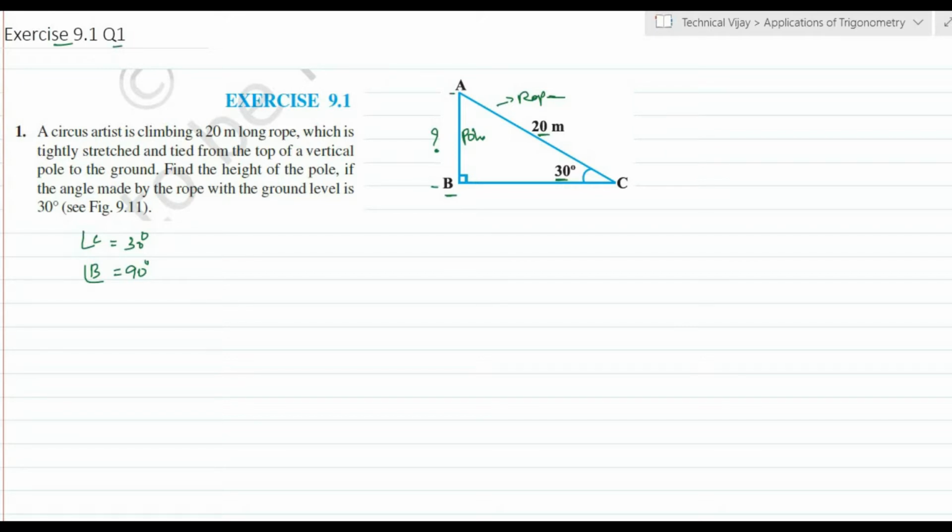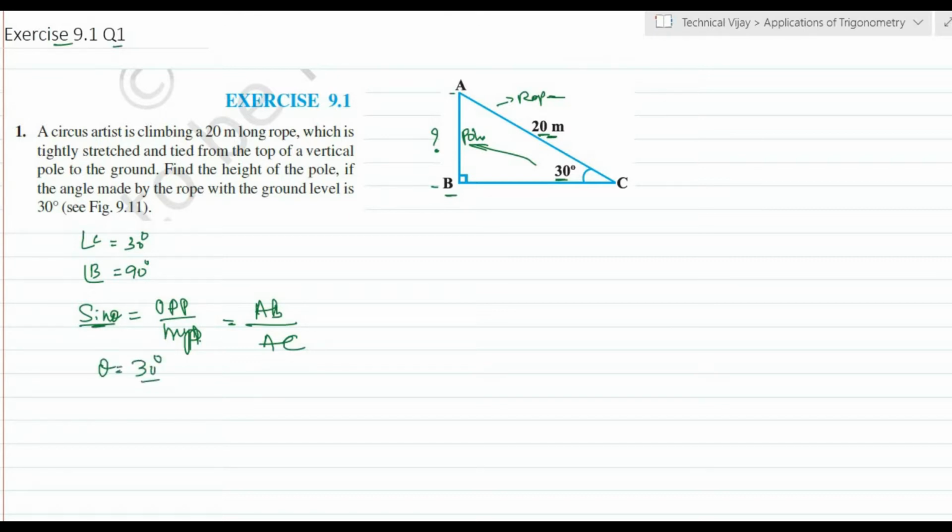Which trigonometric ratio can be used? This side is the opposite side, so opposite side divided by hypotenuse. Which ratio is it? It is sin theta, since sin theta is equal to opposite divided by hypotenuse. Here the opposite is AB and AC is the hypotenuse. Theta value we also know: theta is equal to 30 degrees.